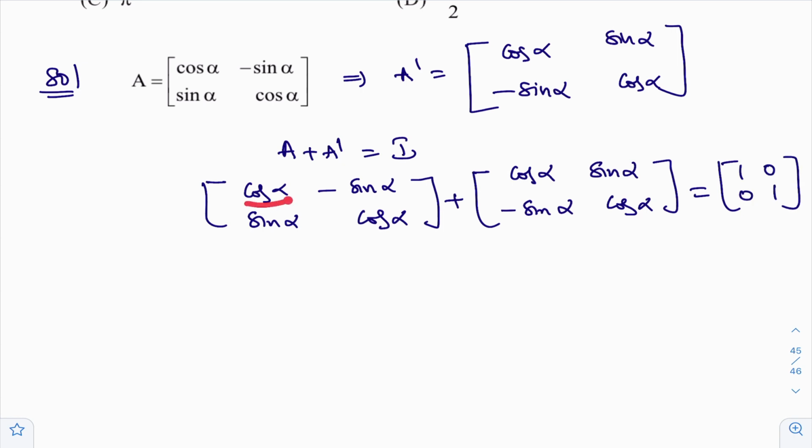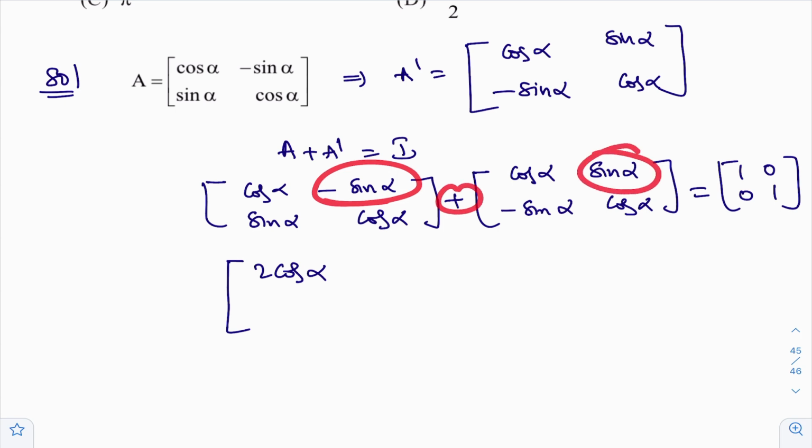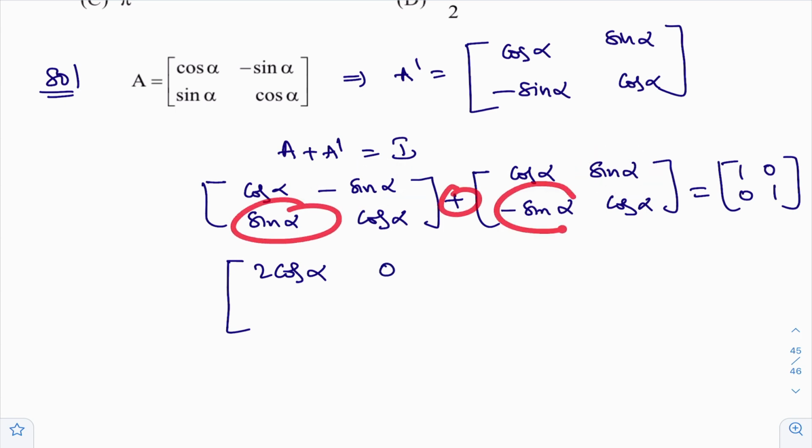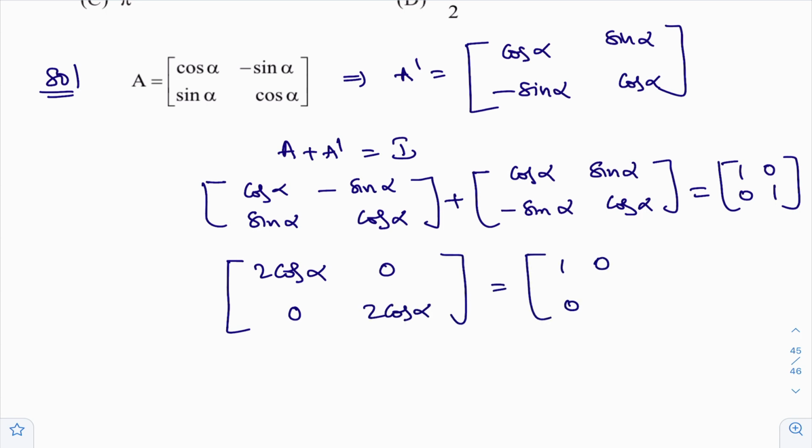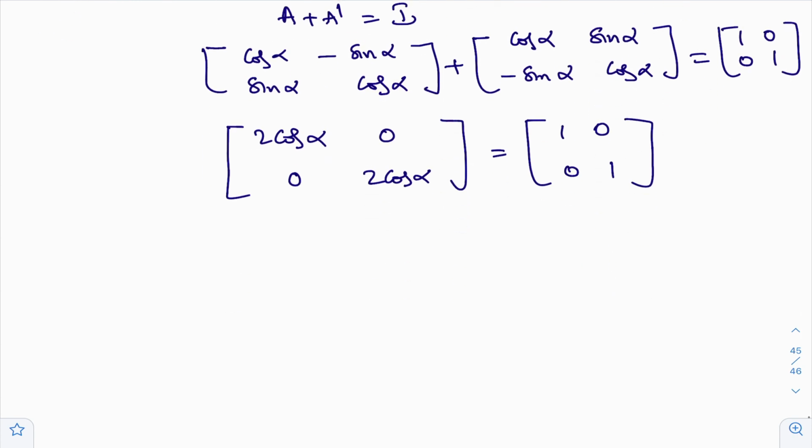Now, you just add the corresponding elements. Cos alpha plus cos alpha is what? 2 cos alpha. Look here, minus sine alpha plus sine alpha is 0. Next, sine alpha plus of minus sine alpha, plus sine alpha minus sine alpha will get cancelled. Cos alpha plus cos alpha, that is 2 cos alpha, equal to 1 0 0 1. You can observe here also 2 cos alpha, here also 2 cos alpha.